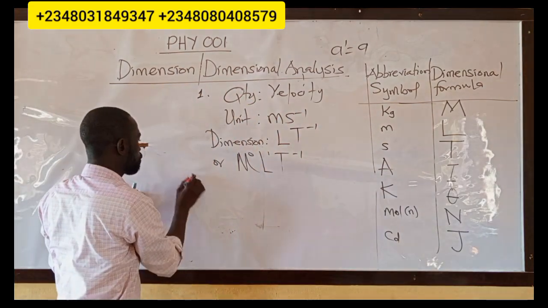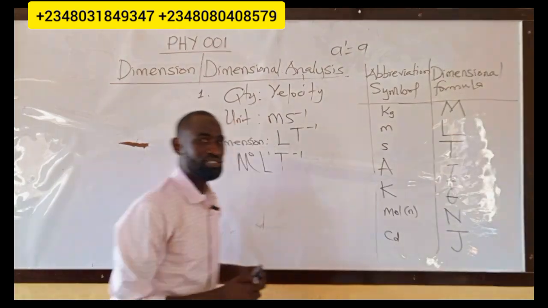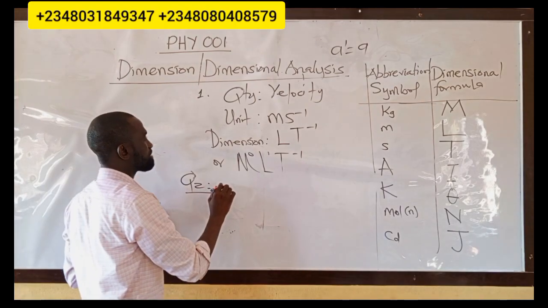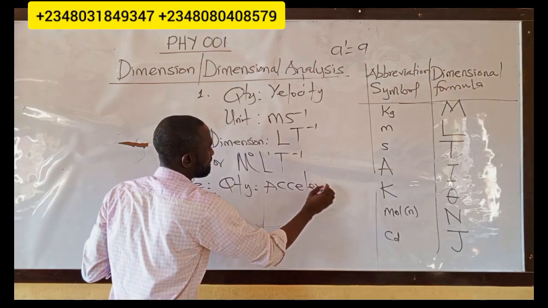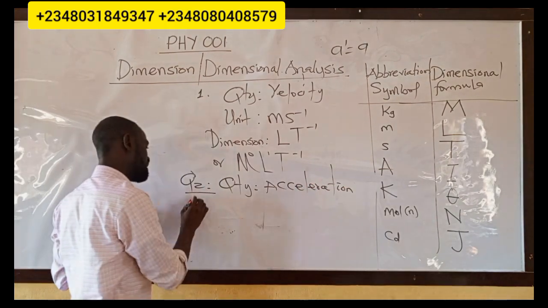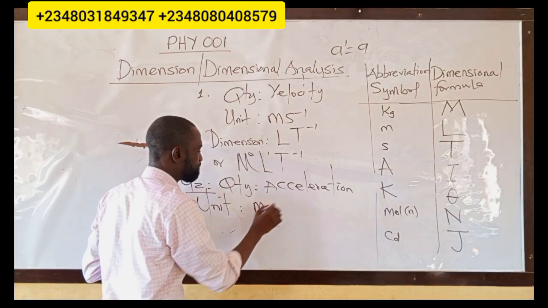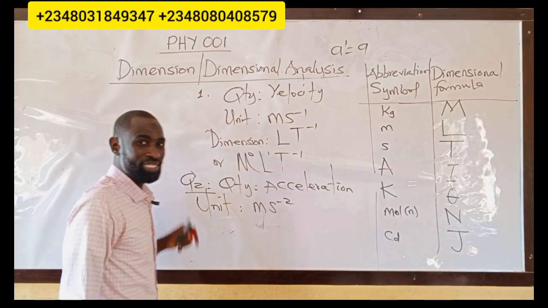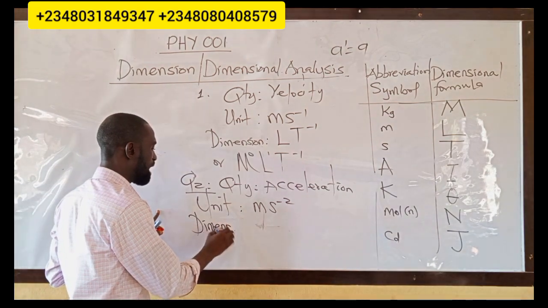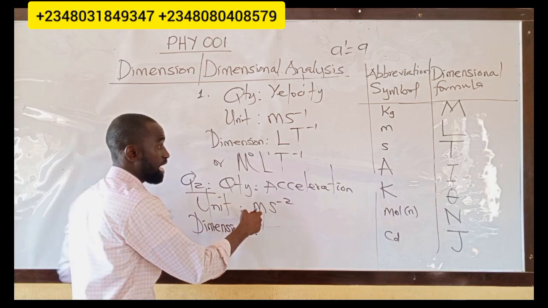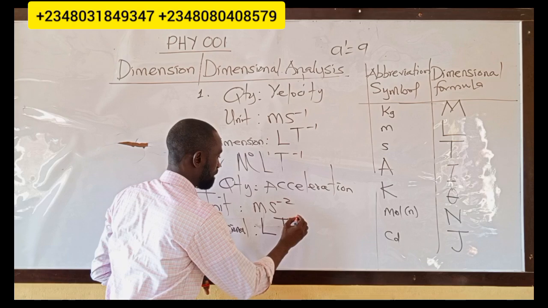Another example, Question 2. They ask us for the dimension of acceleration. So we have acceleration. What is the unit of acceleration? Acceleration is given in meters per second square. So what now is the dimensional formula, or the dimension? That will give us M, L, T, with the power minus 2.